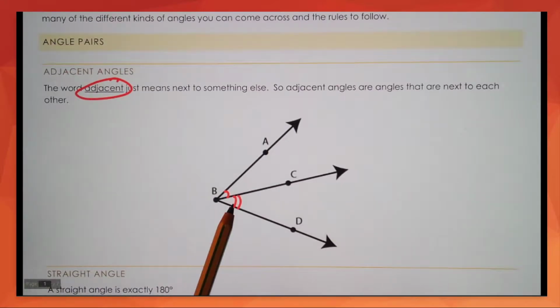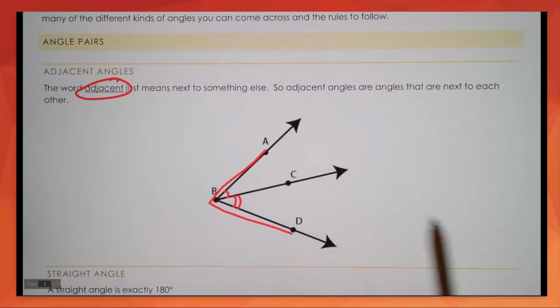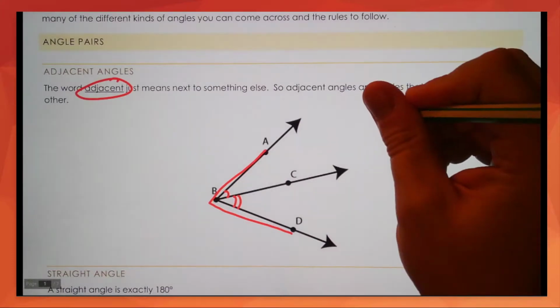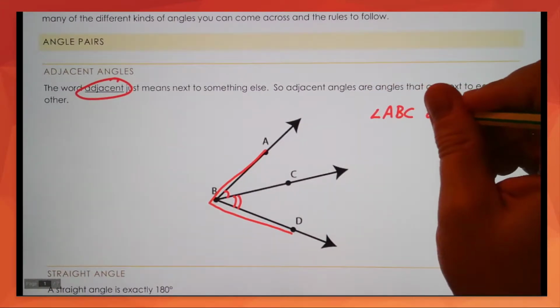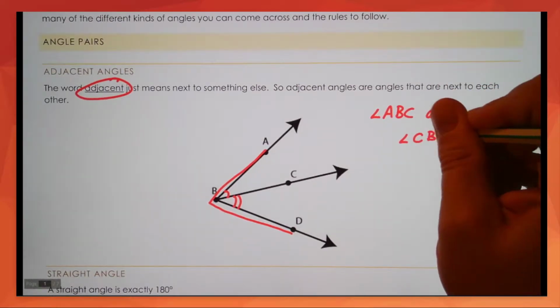So I'm marking them separately like this. But you can tell that they are next to each other because this entire thing, ABD, is split by this line in the middle, which is this ray that has a point C in it. And so the two angles that are adjacent to each other are angle ABC and angle CBD.